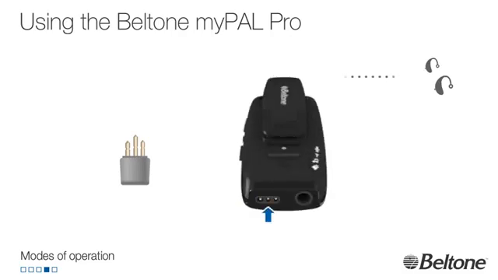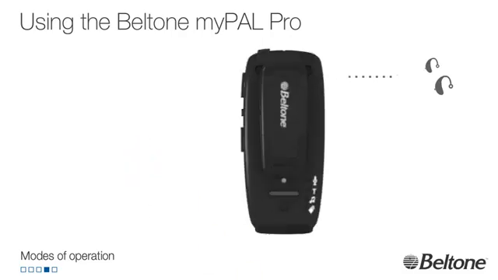An adapter with prongs appears and an arrow points to a port with prongs on the base of the myPAL Pro. Green lights blink on the base of the device.